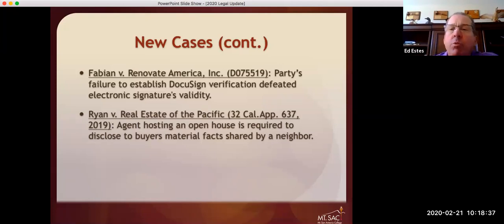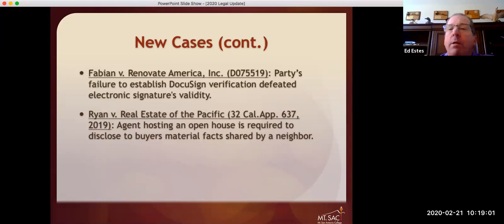and just wanted the real estate agent to know about it. Well, the real estate agent failed to convey that information to the buyer, and the buyer, I'm sorry, Ryan is the buyer, not the real estate agent. I apologize for that. And then Ryan then sues, arguing that he was never explained this by the real estate company or the real estate agent at Real Estate of the Pacific.